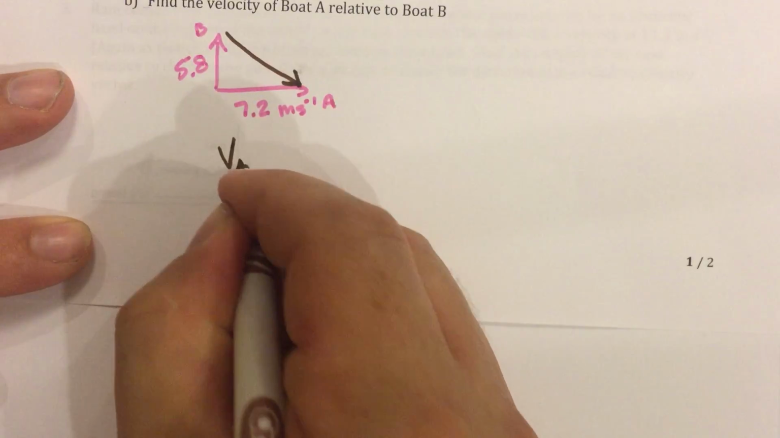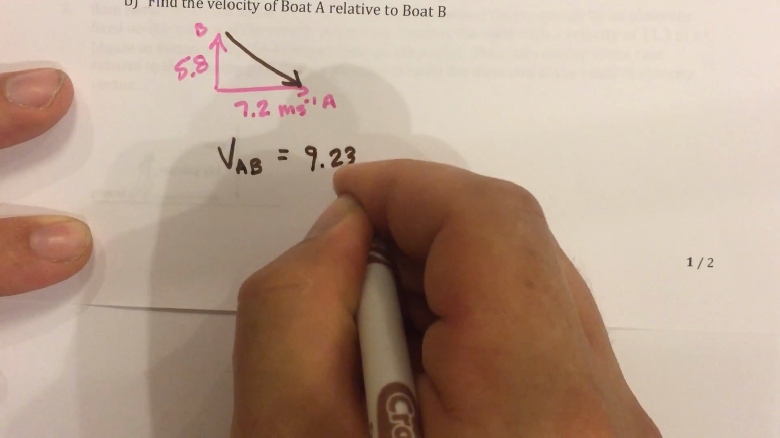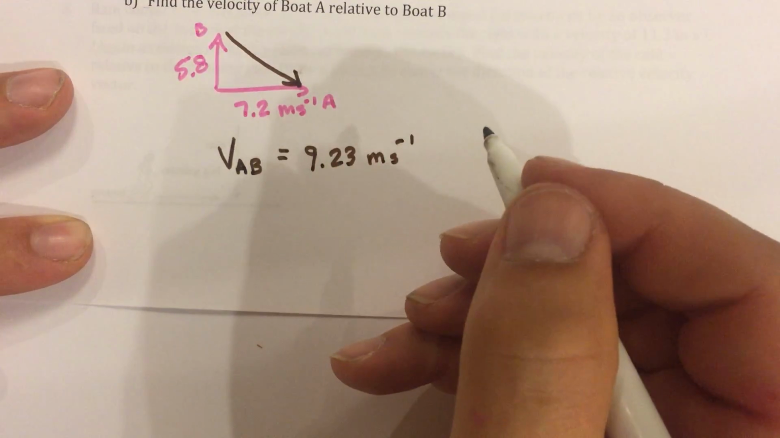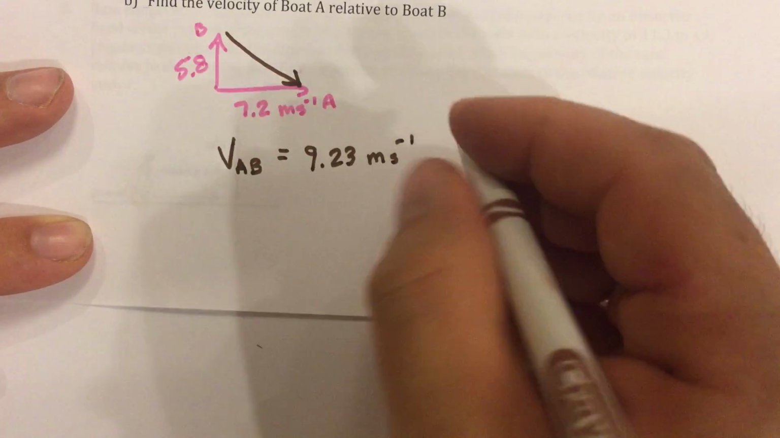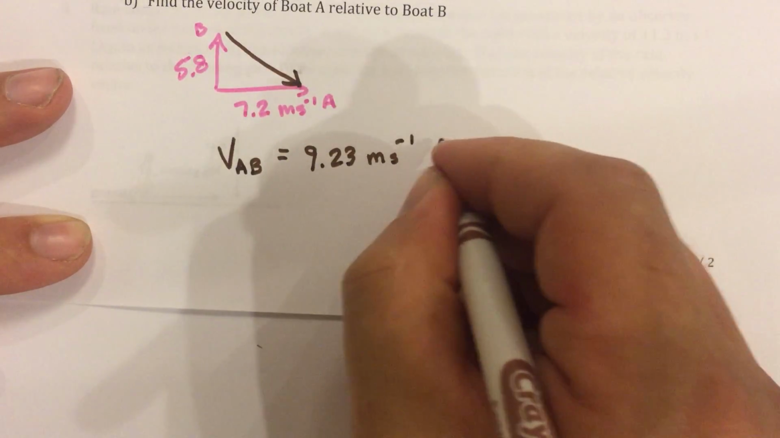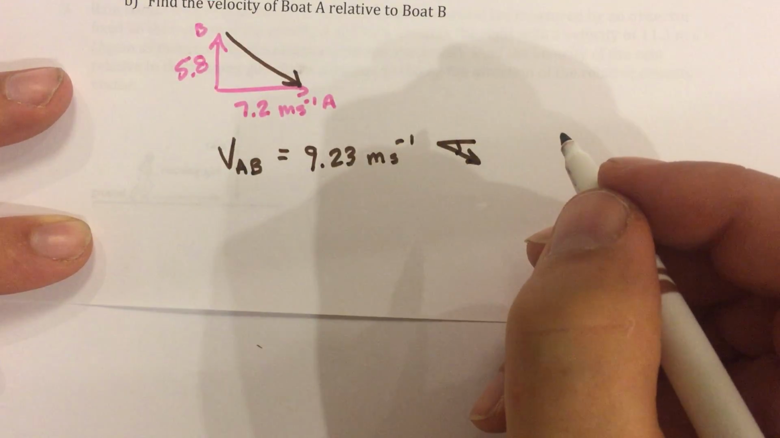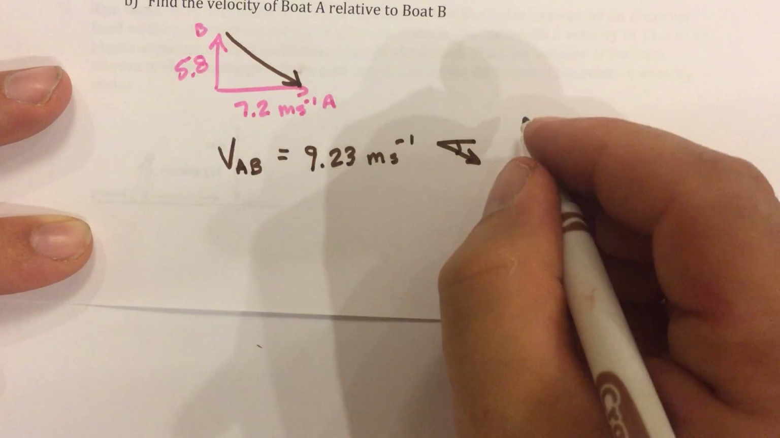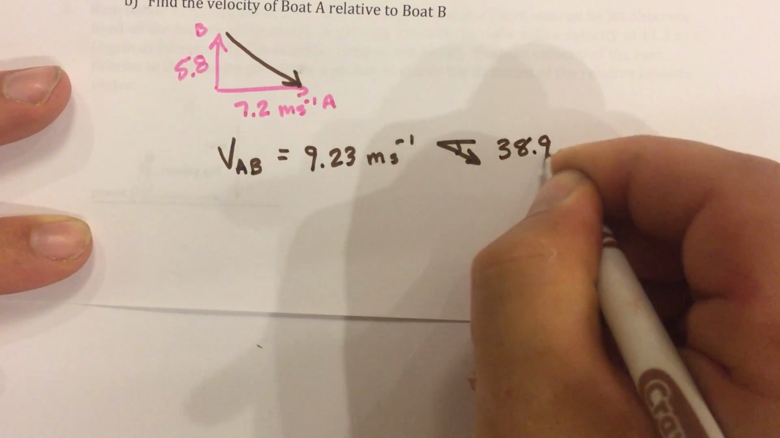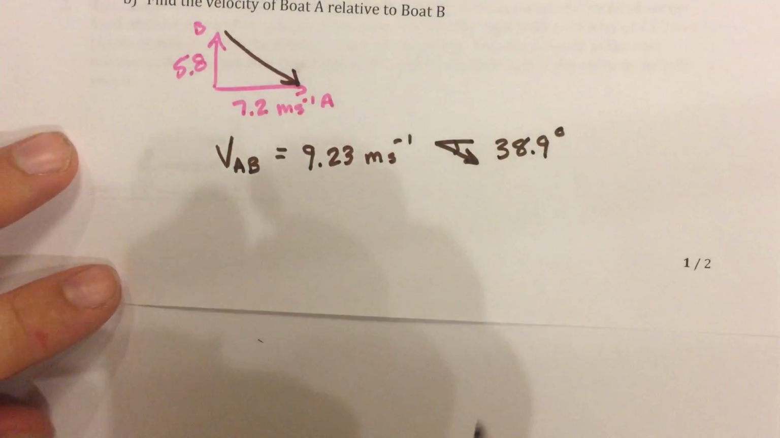All right, well, the velocity of A relative to B is going to equal the same magnitude, 9.23 meters per second. And now this angle here, represent it this way, that angle there is going to be our 38.9 degrees. Or we could say 38.9 degrees south of east.